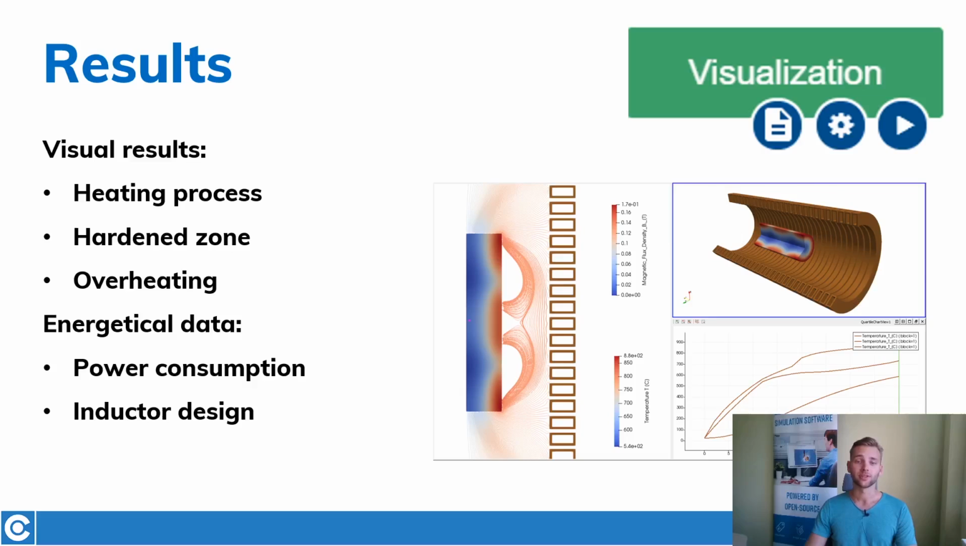Once the simulation is set and calculated, results will be automatically opened. CENOS results consists of two parts: visual and energetical data. In visual results, you can see things like temperature distribution, hardening profile, or magnetic field. In energetical data, you can find out power consumption and see values such as inductor resistivity, inductivity, and other parameters which are helpful for inductor in-depth analysis.